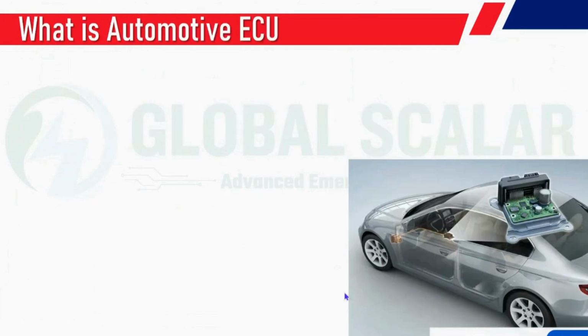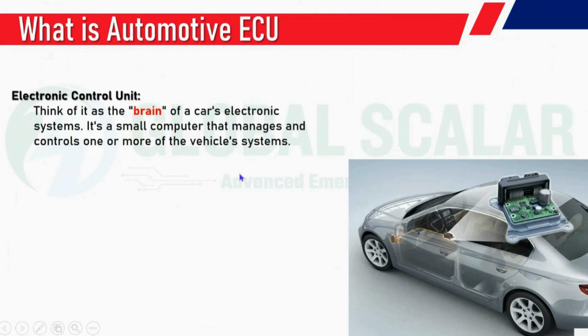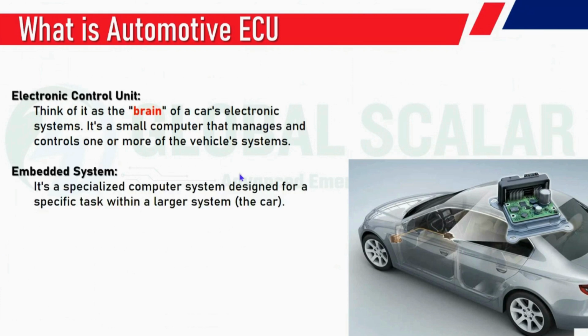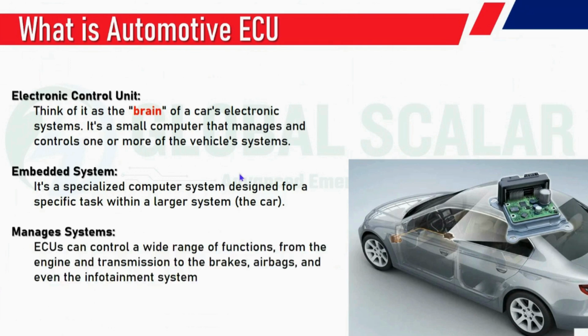What specifically is the automotive ECU? It is the brain of the car's electronic system. It is a small computer that manages or controls one or more systems in the vehicle, a specialized computer system designed for specific tasks within large cars, and it manages the software, the inputs and outputs configuration with respect to the hardware and the software.